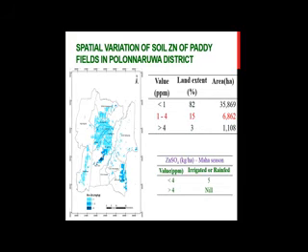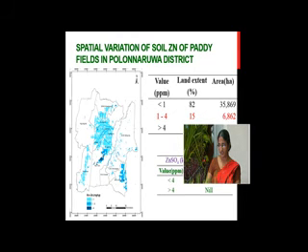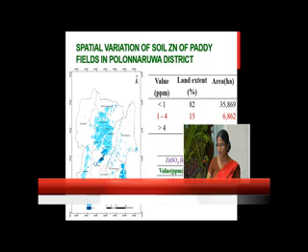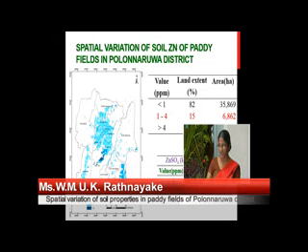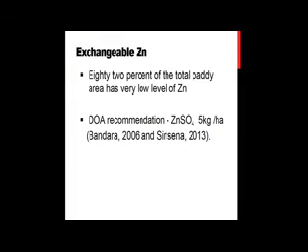Then the exchangeable zinc level. More than 82% of the total paddy area has a very low level of zinc. And the recommendation for zinc is 5 kilograms per hectare. Therefore, we have to apply zinc sulfate in many locations of this district.